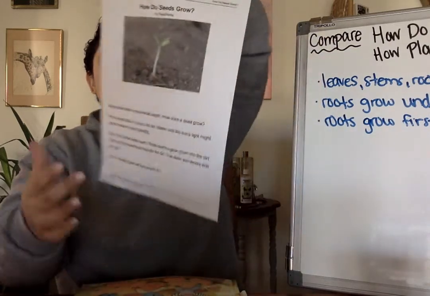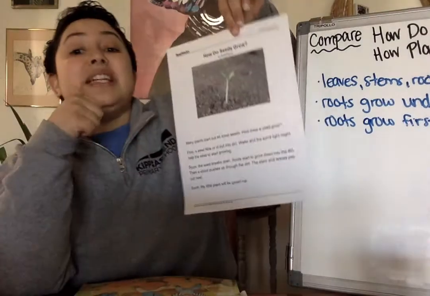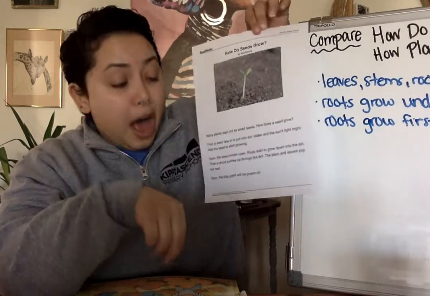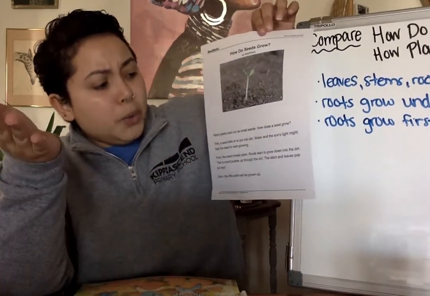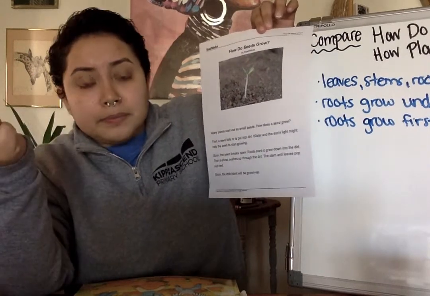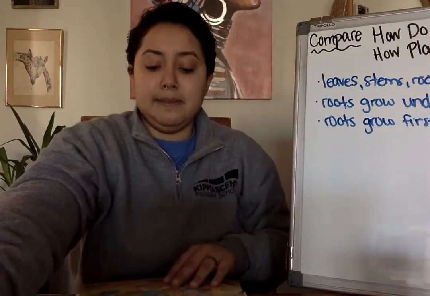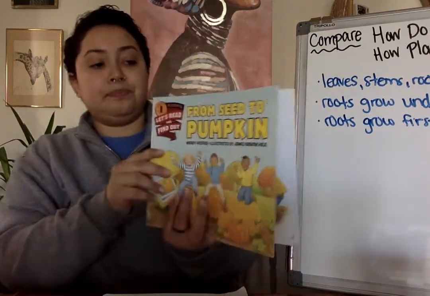Now, we just learned all about seeds by reading this article. We learned that seeds grow into plants. They start off as small objects that are put into the dirt or fall into the dirt. And we know that seeds need water and sunlight to grow. Now, let's look closely at a page from Seed to Pumpkin.